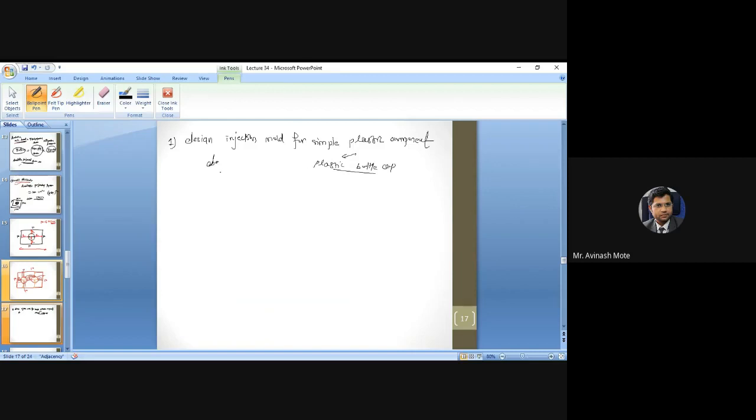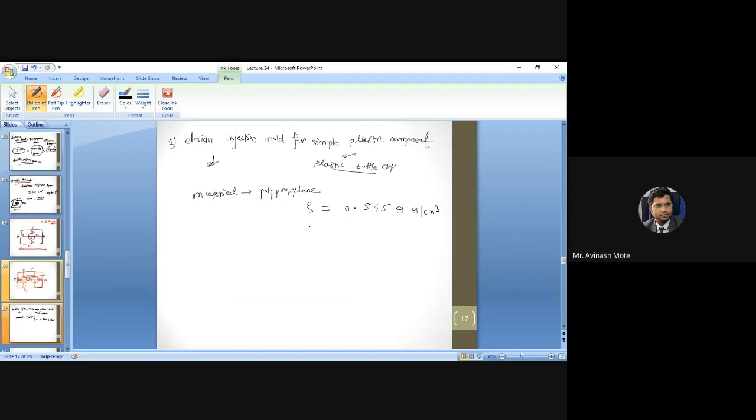Now, first of all, the given data. The material is given as polypropylene with the density as 0.5459, sorry, not only centimeter cube, it is gram per centimeter cube.